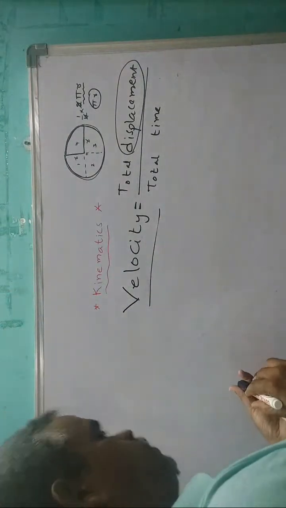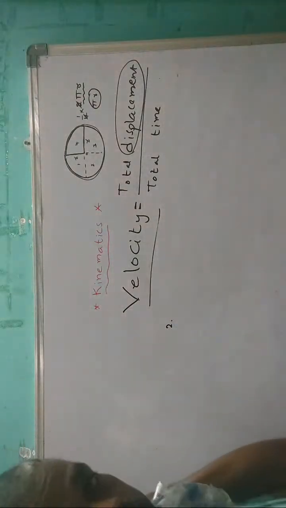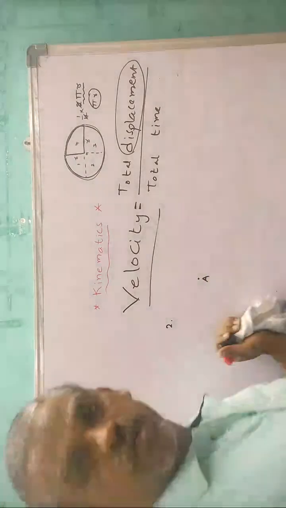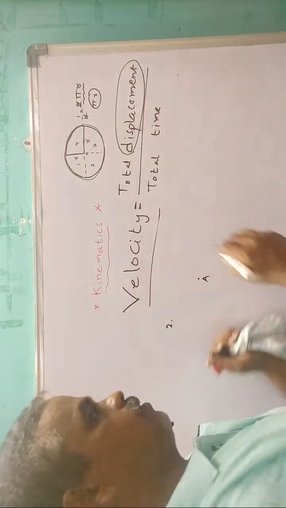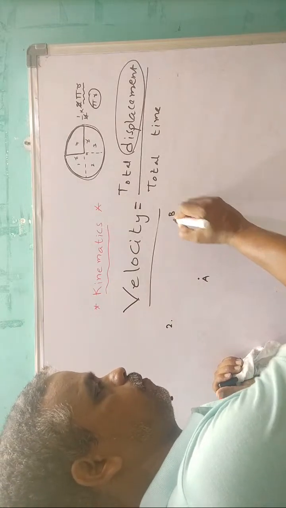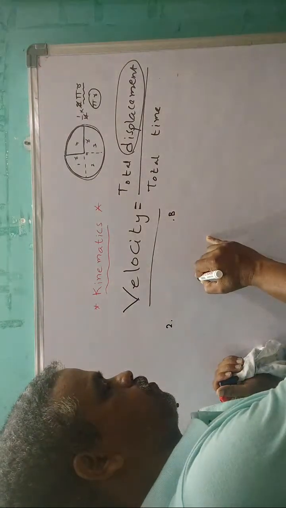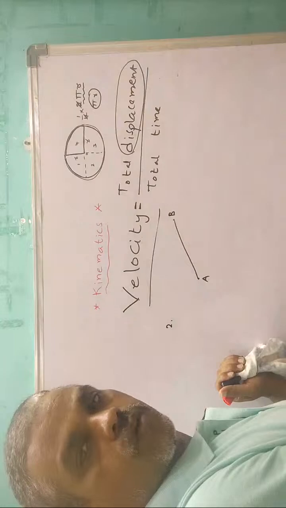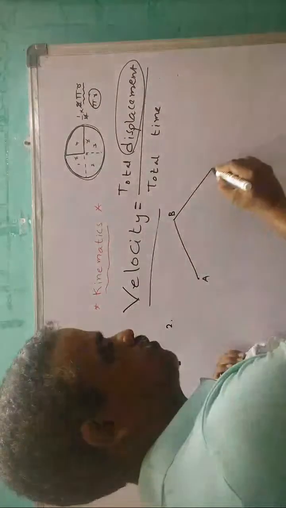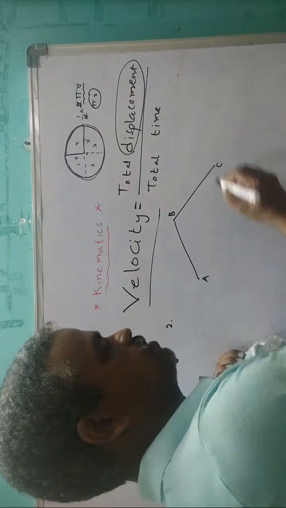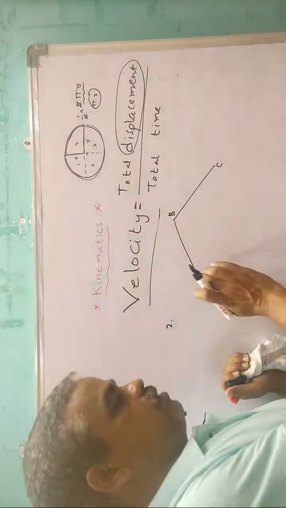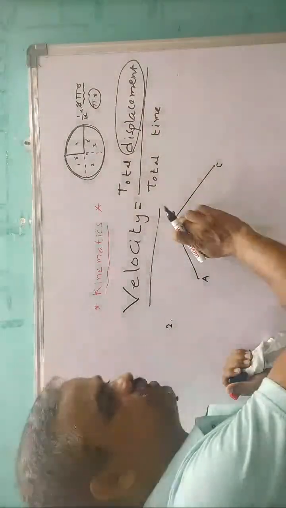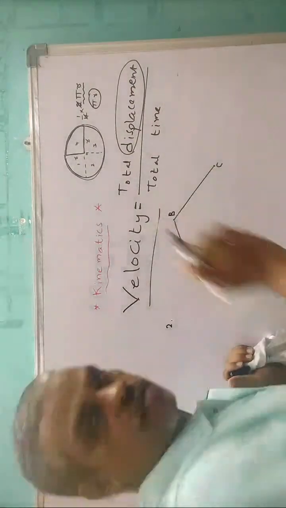We'll see the second problem. Here a particle starts from A and reached B. Then it crossed B and finally reached C. A particle or a body starts from A, it reached B, then crossed B, then finally reached C.